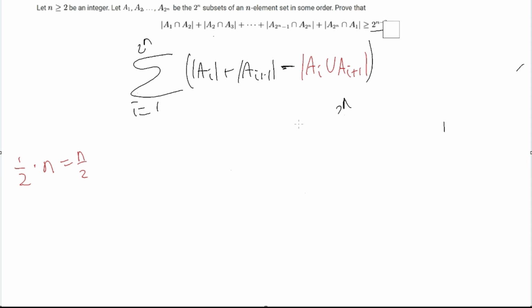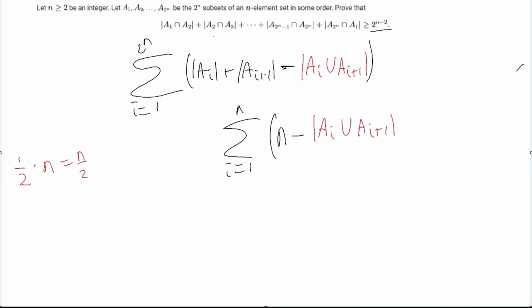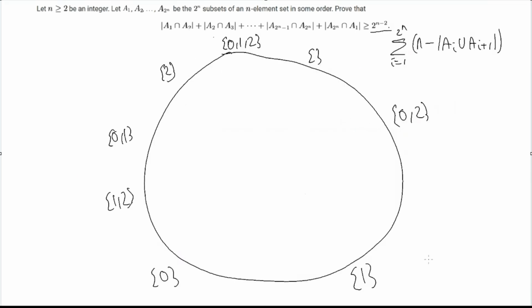So if we bring it inside the sum and distribute the n, 2 to the n times, we get the sum from i equals 1 to 2 to the n of n minus |A_i ∪ A_{i+1}|. This must be greater than or equal to 2 to the n minus 2. So now let's go back to our circle, because this one is exactly the same as this one, but they're also very similar in structure, in the sense that this one focuses on the intersections, while this one focuses on the unions. So let's see what the contributions from each sum would be equal to.